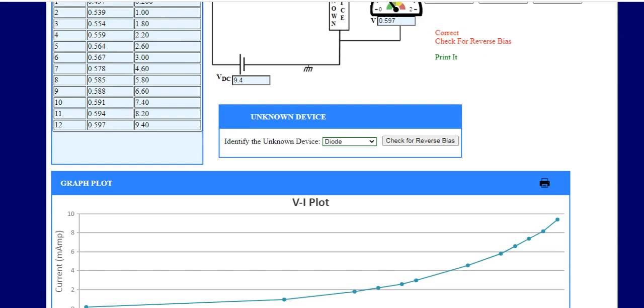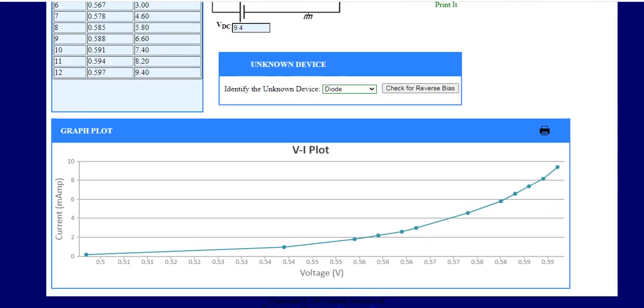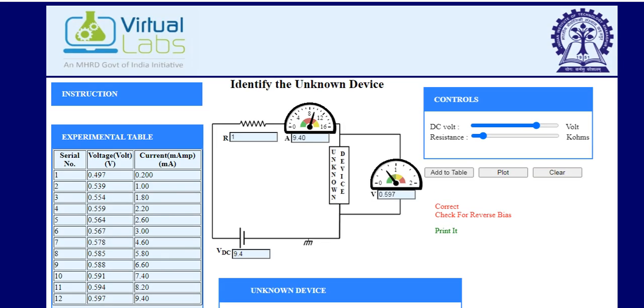So it is a very good simulation practical, or you can say example, to check the difference between resistance and diode with the help of the characteristic curve. You can simulate it for resistance also, and you can check the condition for reverse bias also. So this is all about the simulation of this practical, that is identify the unknown device, that is black box.